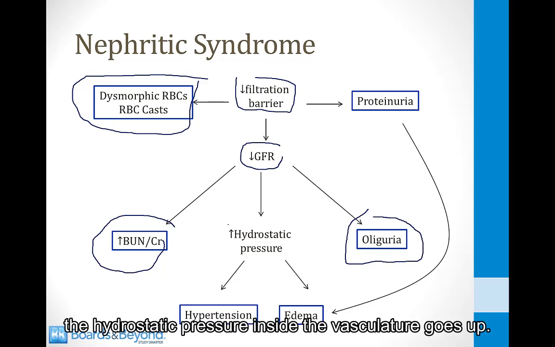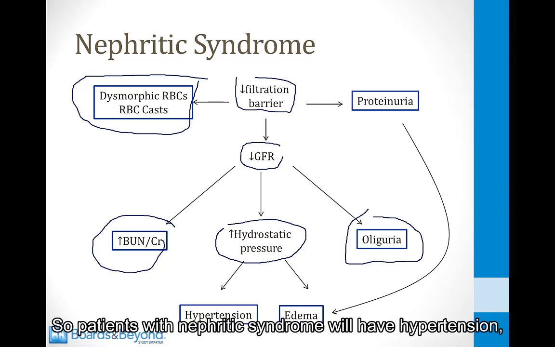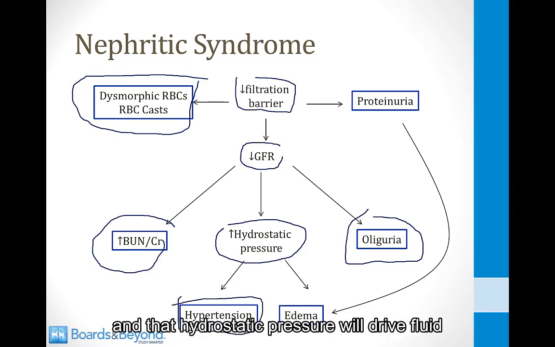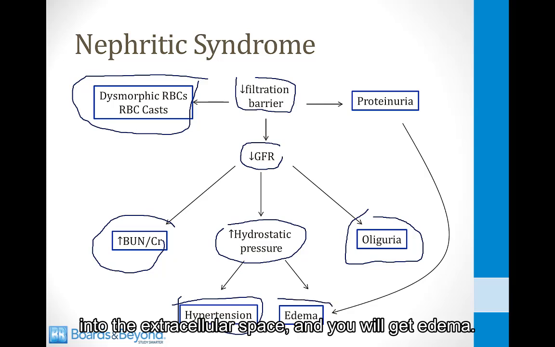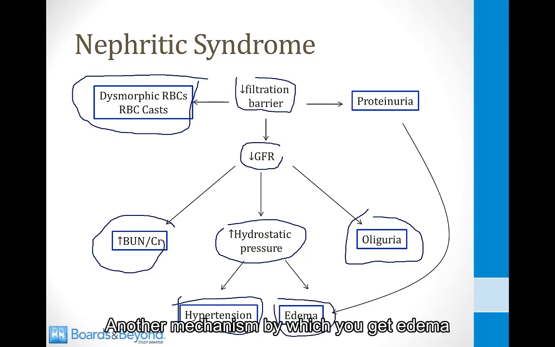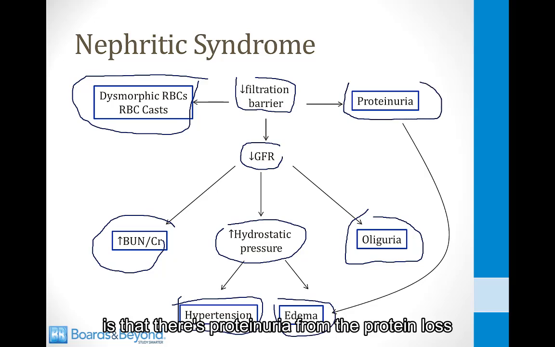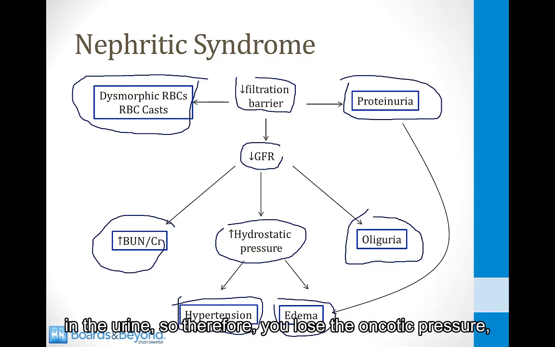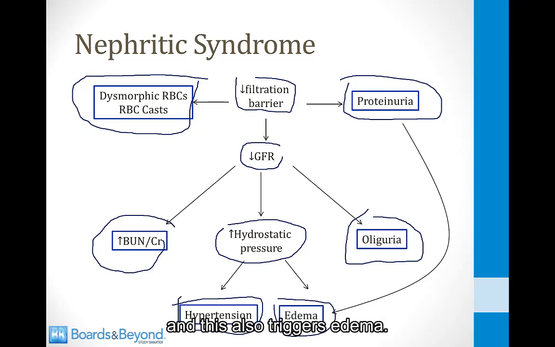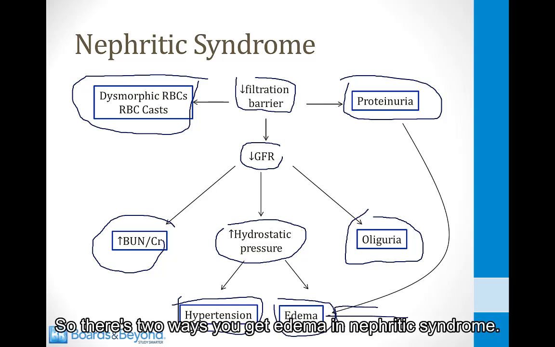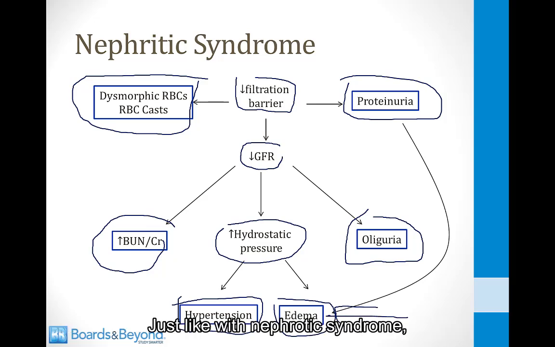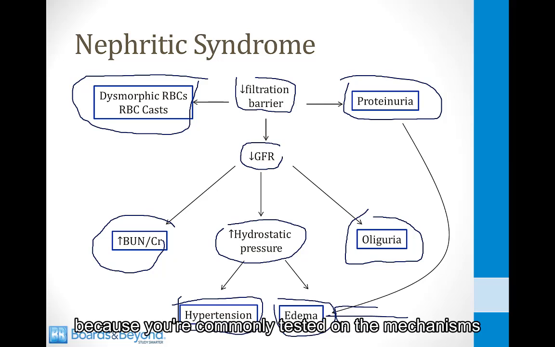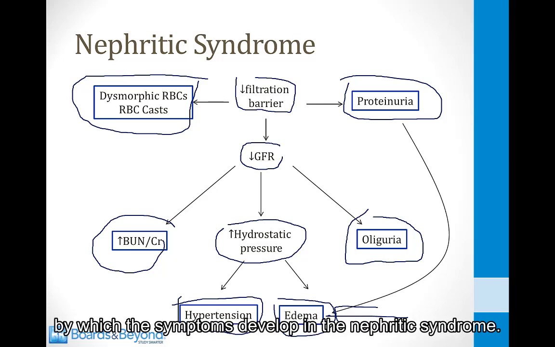Because the GFR falls, the hydrostatic pressure inside the vasculature goes up. So patients with nephritic syndrome will have hypertension, and that hydrostatic pressure will drive fluid into the extracellular space, and you will get edema. Another mechanism by which you get edema is that there's proteinuria from the protein loss in the urine, so therefore you lose the oncotic pressure, and this also triggers edema. So there's two ways you get edema in nephritic syndrome. Just like with nephrotic syndrome, make sure you understand this map because you're commonly tested on the mechanisms by which the symptoms develop in nephritic syndrome.